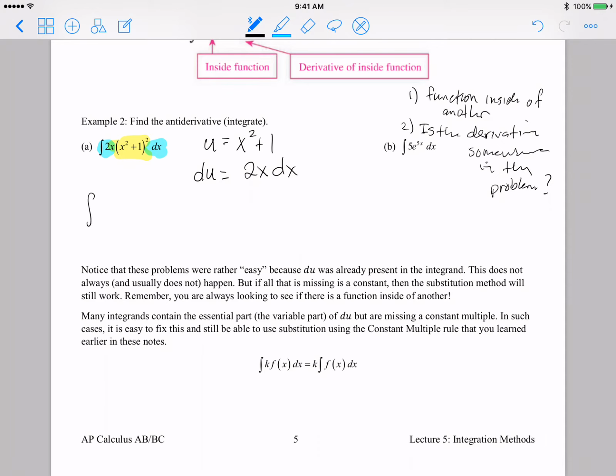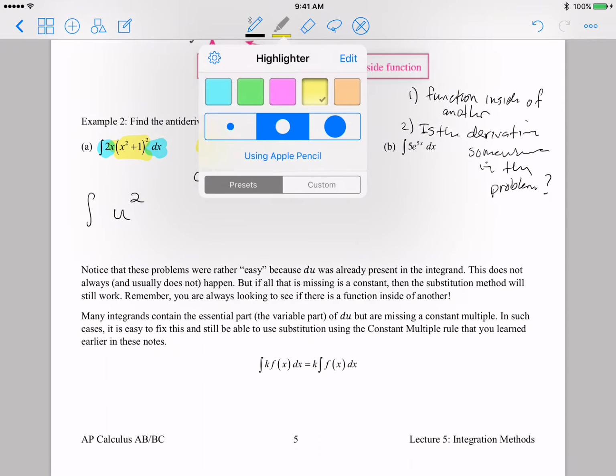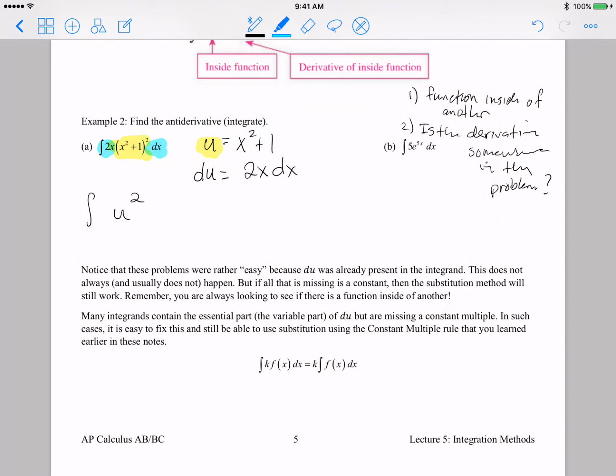So this is going to be the integral. The stuff in yellow here is going to get replaced by u, because notice that u is equal to x squared plus 1. So anywhere I see x squared plus 1, I'm going to put a u, and then it's u squared. Then the stuff in the blue, 2x dx, is going to get replaced by du. So I'm just going to put du down here at the end.